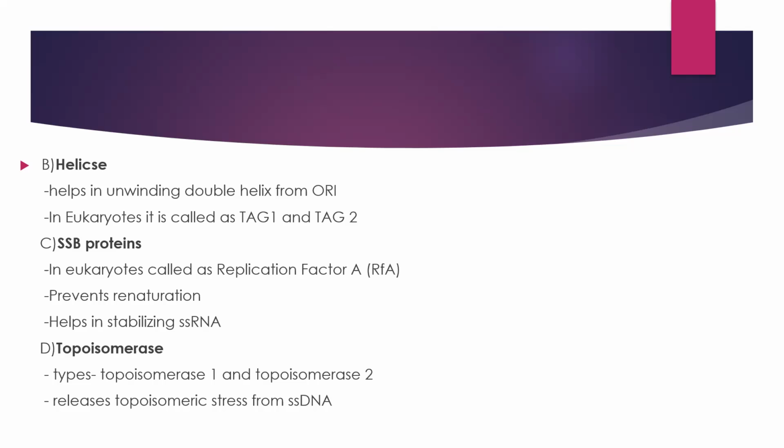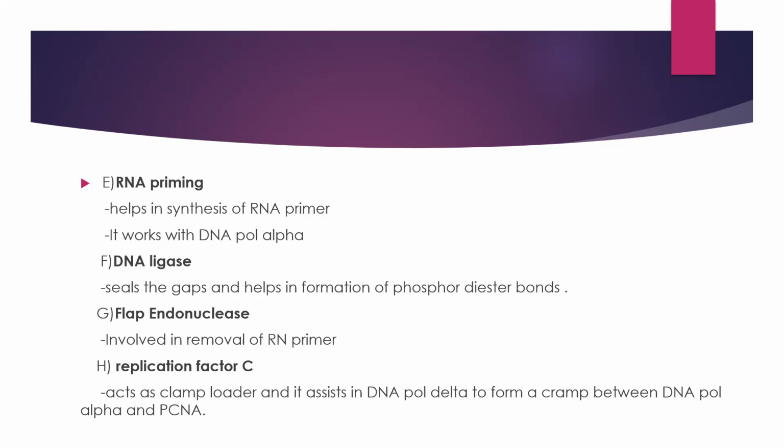Next one is topoisomerase. There are 2 types of topoisomerase: topoisomerase 1 and 2. This releases the topological stress from the DNA. The next one is RNA priming. It basically helps in synthesis of the RNA primer. It works with DNA polymerase alpha.